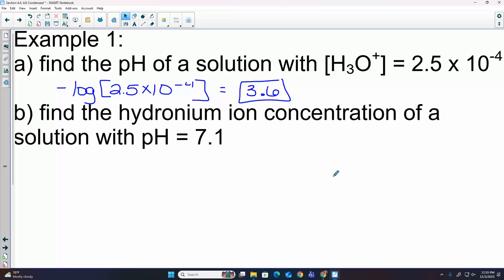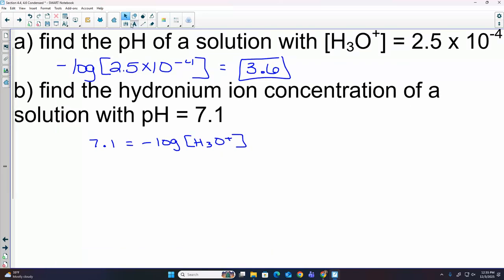All right, part B, find the hydronium ion concentration of a solution with a pH of 7.1. So we have this formula. This time I gave you the pH, so 7.1 is the opposite of the log of H3O plus. So we are just solving this log equation. This entire expression just represents a variable. I have to get it by itself. So what would I do with the negative out in front? Divide it over.